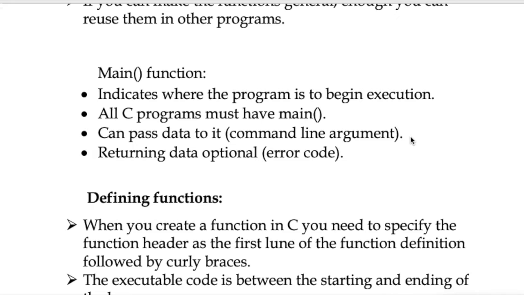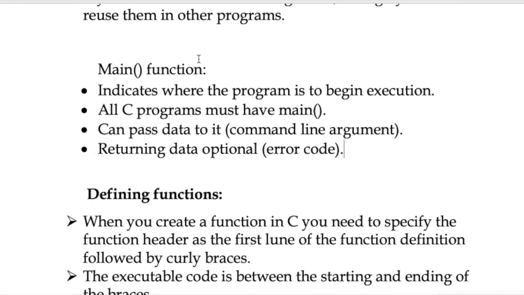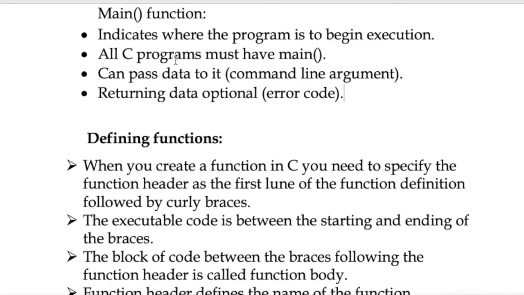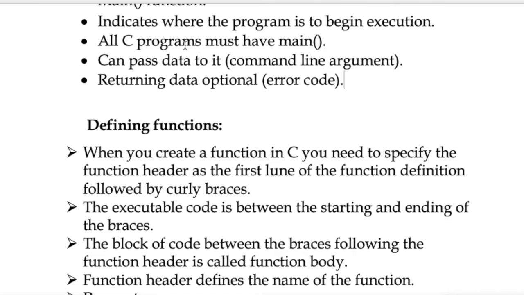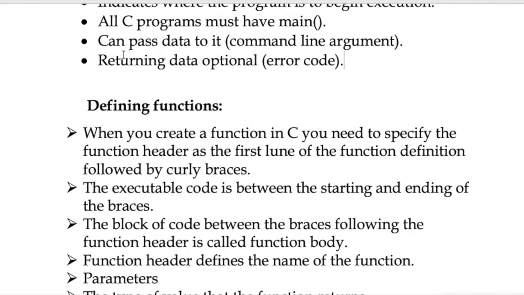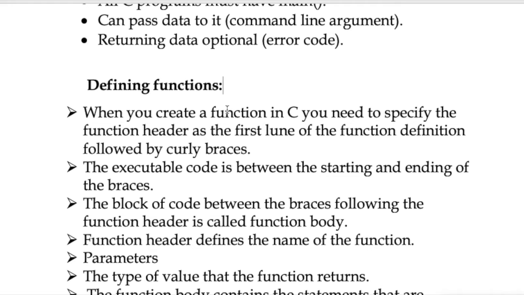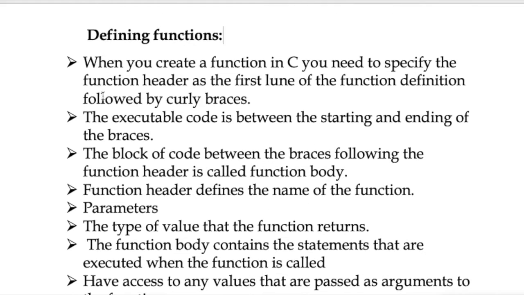In the previous video, we have seen how to define a function in brief and what are the different types of functions and how to implement them. So in this video, we will see what a main function is, which indicates where the program begins execution, and all C programs must have main. You can pass data into it. Returning data is optional, which gives an error code if you don't return. So if you define int main, you need to return an integral value, or else your program will not compile. So let us see in detail how to define a function.